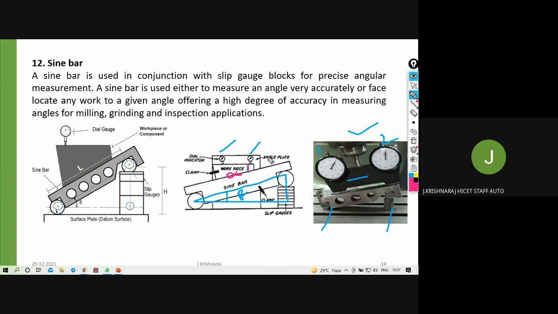So the sine bar is used in conjunction with slip gauge blocks for precise angular measurements, either very accurately measuring, or locating any workpiece at a given angle, offering a higher degree of accuracy of measurements. Anyway, the workpiece needs to be placed over the sine bar, and we have to add the slip gauge values for that.